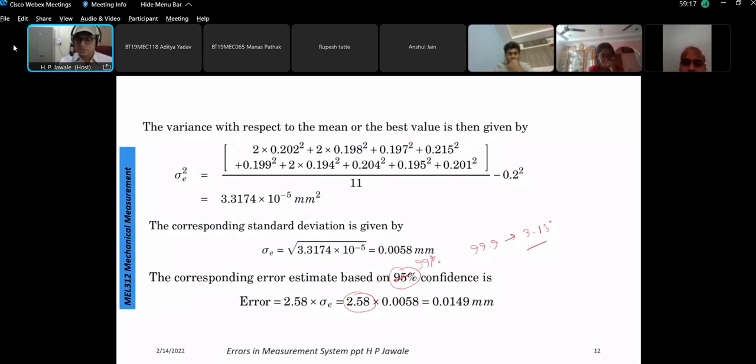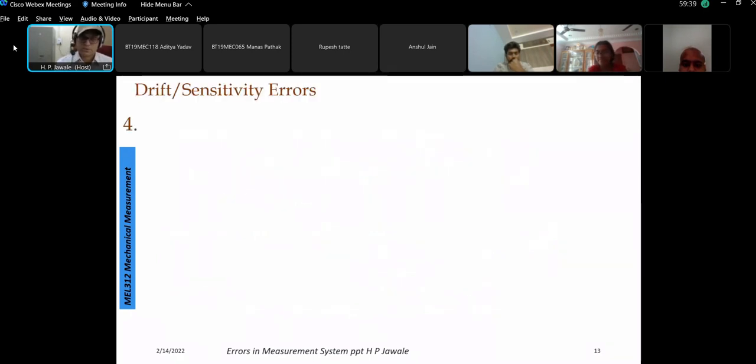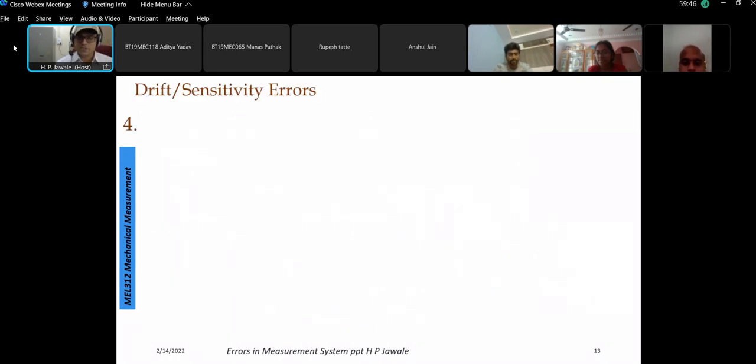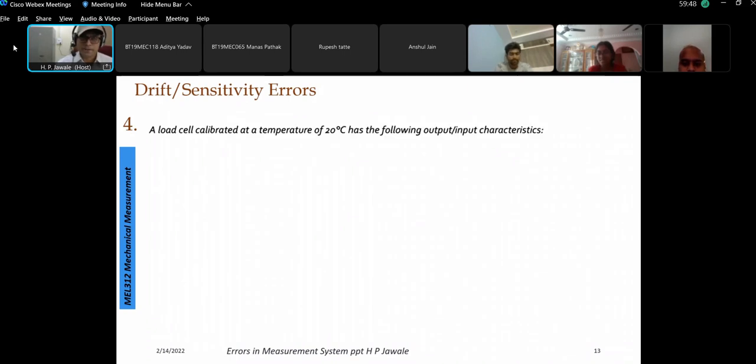Now today's test that was planned, we are going to take it tomorrow, not today. It will be based on the complete measurement of the calibration, that is type 1, type 2 and type 3, given with the true value and not given with the general measurement. So let us discuss the part that is called the drift or the sensitivity error that we already defined. Let us say there is a load cell which is to be calibrated at a temperature of 20 degrees Celsius.